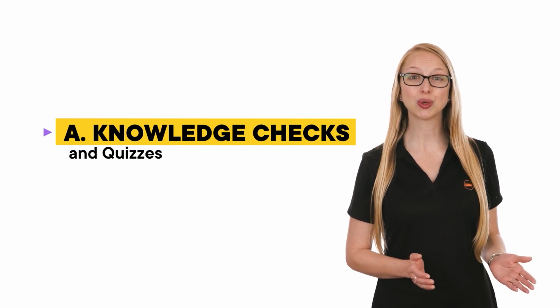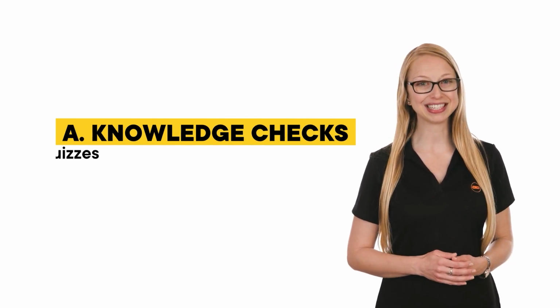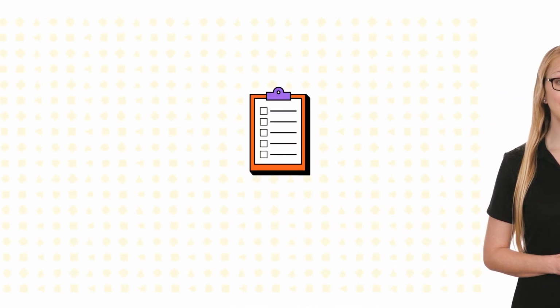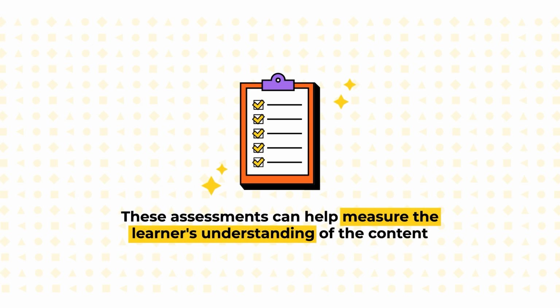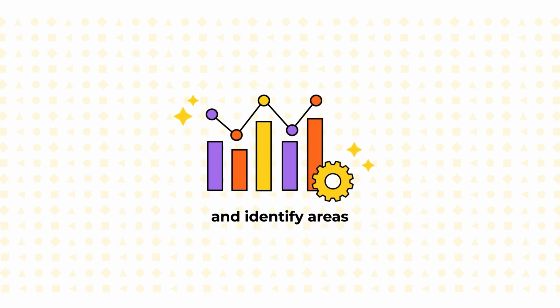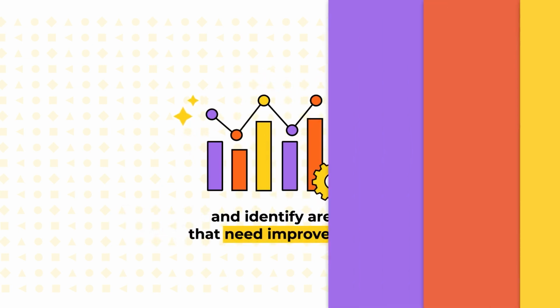When it comes to measuring learning outcomes in microlearning, there are several methods that can be used. Knowledge checks and quizzes are a common method, which can be included at the end of each module. These assessments can help measure the learner's understanding of the content and identify areas that need improvement.